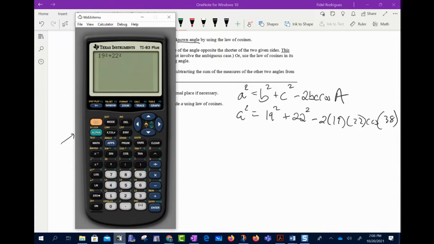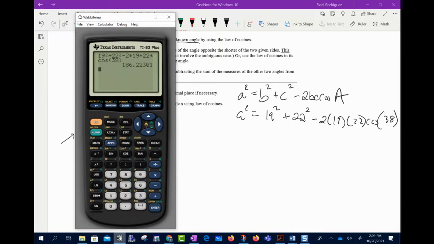Okay, minus 2 times 19 times 22 times the cosine of 38. And so I'm coming up with this value right here, but that's giving me what? That's giving me the square of the number, right? Because that's a squared. So remember, it's a squared equals all this stuff here.